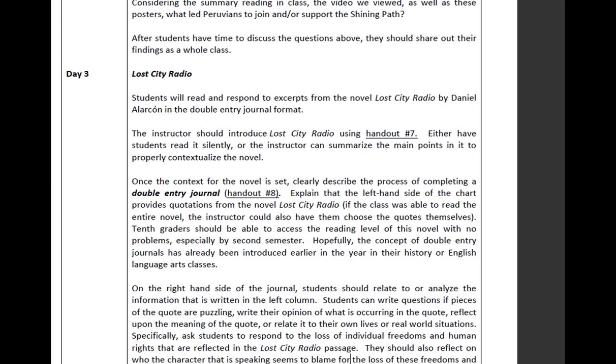And then the lesson suggests that students will either read the text excerpt silently or the instructor can summarize it, and that once they have read through the excerpts, they'll go through handout number 8, which I'll show you in a minute. It's a double entry journal, and they analyze sections from the text.